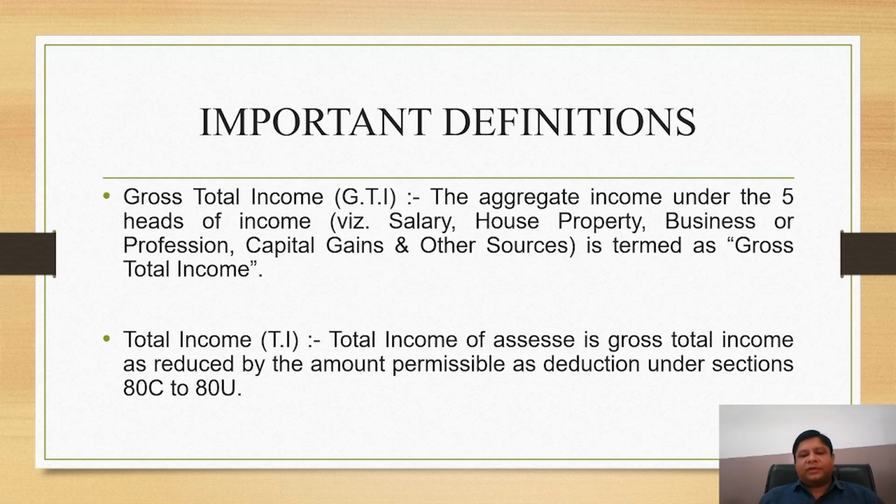So, the total income of the assessee is the gross total income as reduced by the amount permissible as deduction under sections 80C to 80U. As I discussed, the total of the five heads is known as gross total income. If we deduct the deductions mentioned under sections 80C to 80U from gross total income, then we will have the term total income. This total income is the income on which tax is to be imposed.